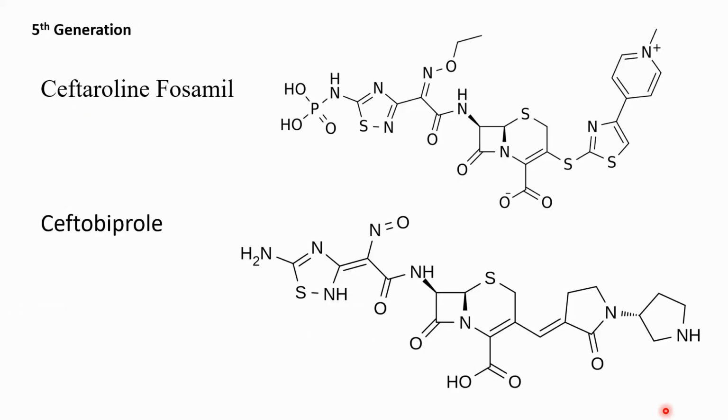Now let's see the fifth generation. In fifth generation, two drugs are there, that is ceftaroline fosamil and ceftobiprole. Here you can see their structure on screen. These are the latest derivatives of cephalosporin which are more active and have a wide spectrum of activity, meaning they are effective against most of the gram positive and gram negative bacteria.